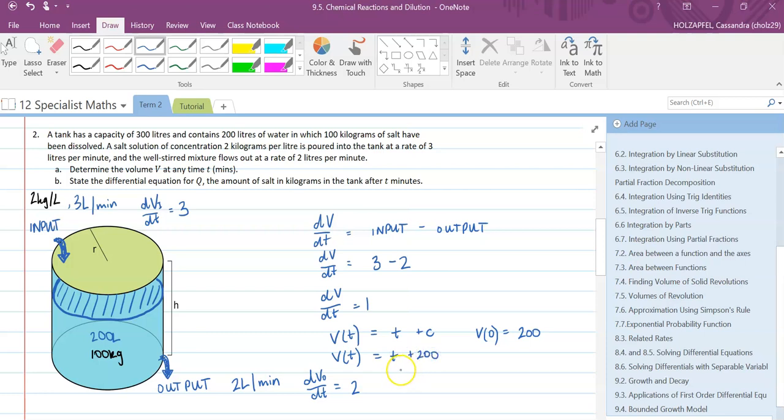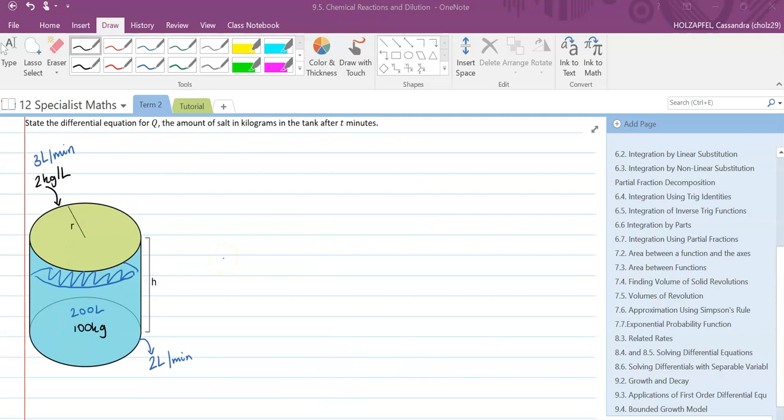State the differential equation now for Q, the amount of salt in kilograms in the tank after t minutes. I'm just going to clear this and I'll come back. So here our input rate of salt is going to be 2 kilograms per litre, and we've already got 100 kilograms of salt in our container. If we wanted to find the change in salt in the container for a given amount of time, that's going to be equal again to the input rate, take away the output rate. So now we're going to have to determine what each of these rates are. And again, this is the point where sometimes it can get a little bit more tricky.